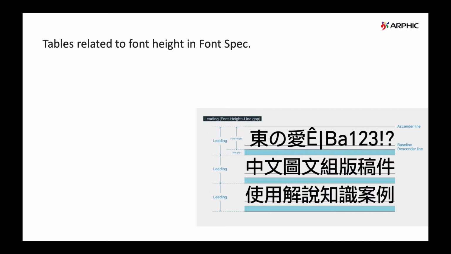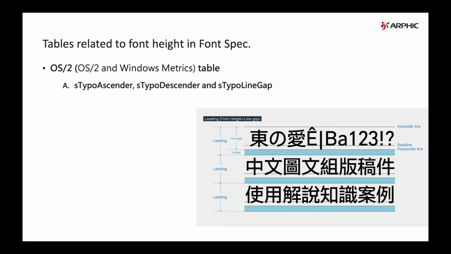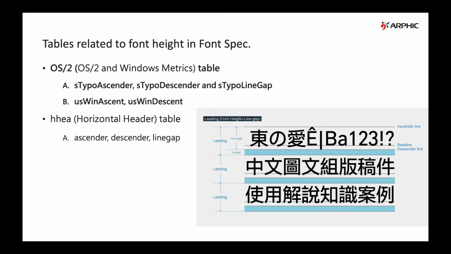And here we'll talk about tables related to font height in the font spec. The OS/2 and Windows metrics table includes sTypoAscender, sTypoDescender, and sTypoLineGap, and usWinAscent and usWinDescent. They are mainly used on Windows. The hhea, horizontal header table, includes ascender, descender, and line gap. And software on Mac might access this table.